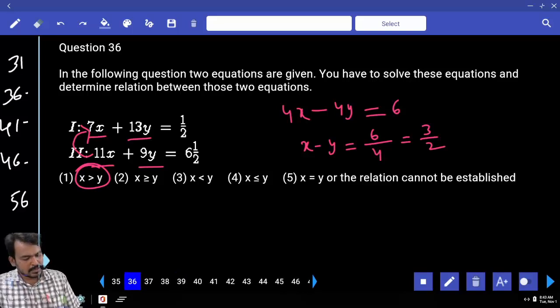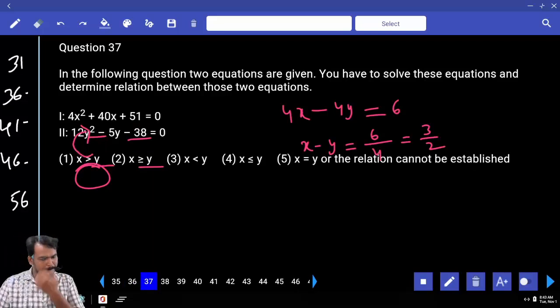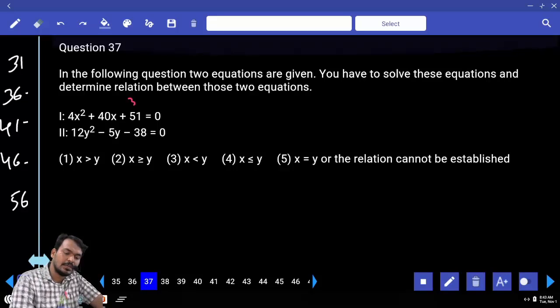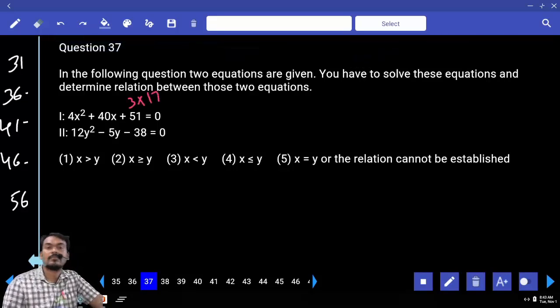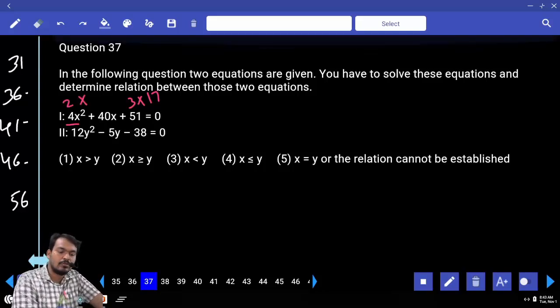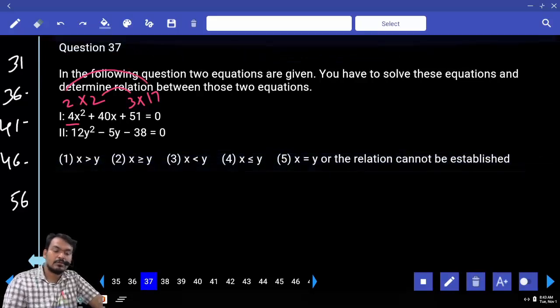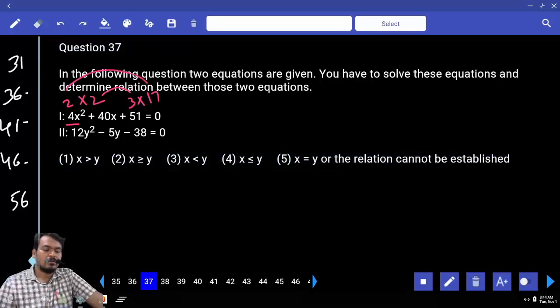Next question number 37. 4x square plus 40x plus 51 equal to 0. Sorry, 51, not 41. 51 means it is 3 into 17, or not? Next, already here 4, or not? 4 I write as 2 into 2. 2 3s are 6, 17 2s are 34, total it is 40, or not?